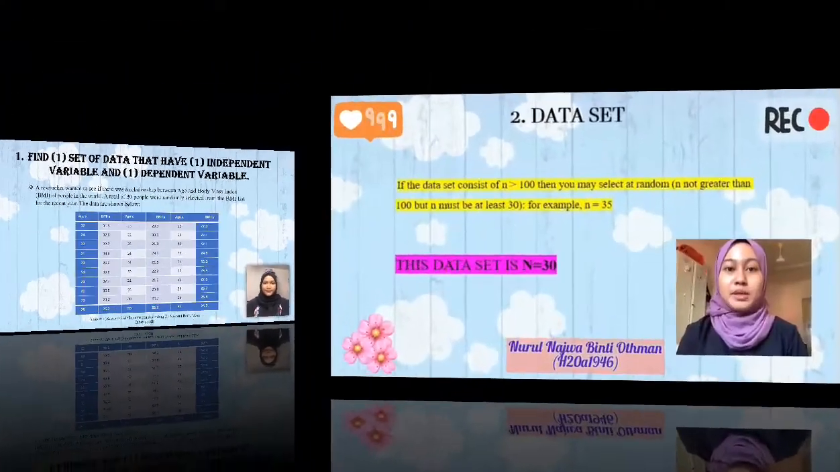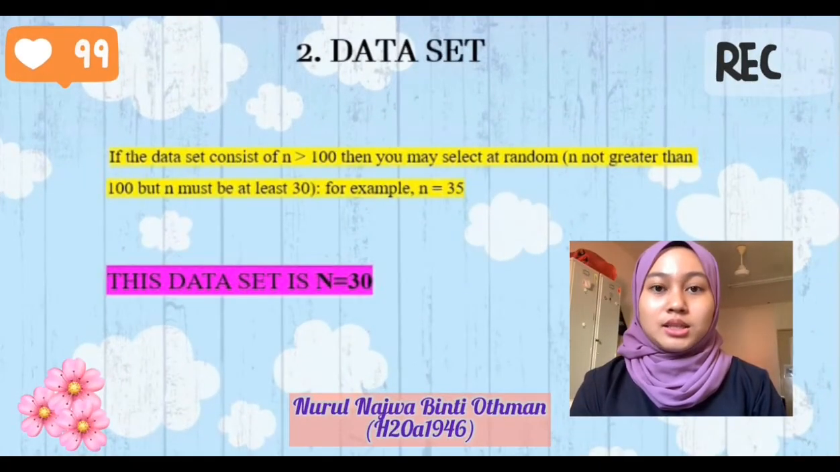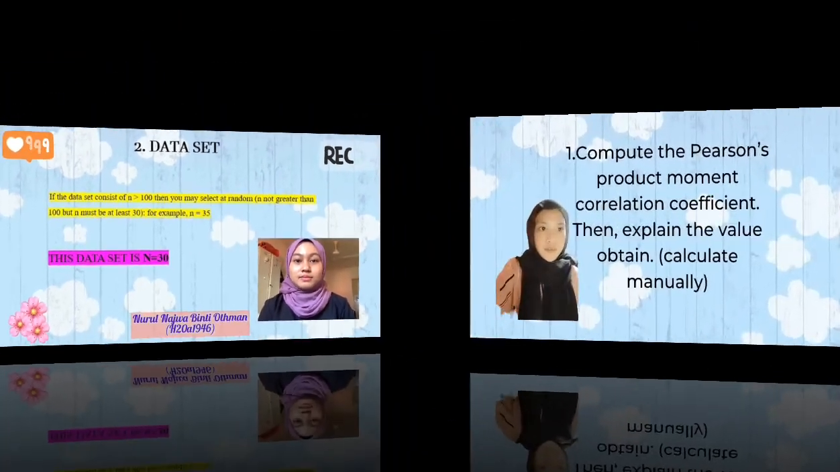Going to present number 2, part B. The data set consists of n more than 100, then selected randomly such that n is not greater than 100, but n must be at least 30. So for example, n equals 35. So the data set n is 30.